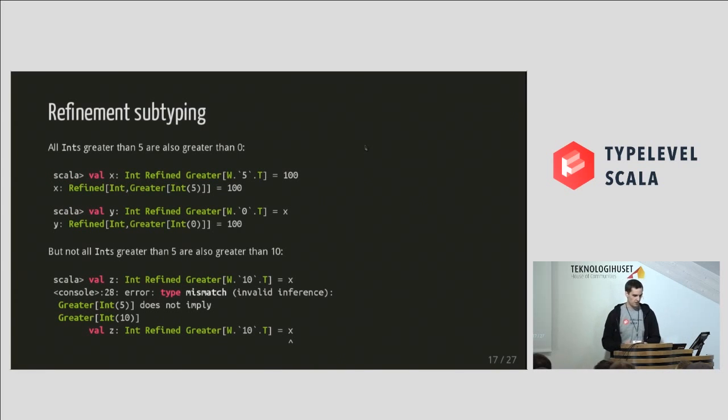Okay, the library also implements refinement subtyping. And here's one example of how that looks. We have an X, which is an int greater 5, assigned the value 100. And then we have a Y of a different type, int greater 0. We can just assign X to Y, and this works, although these two types are different types for the type checker.